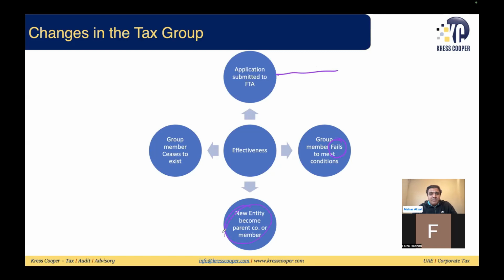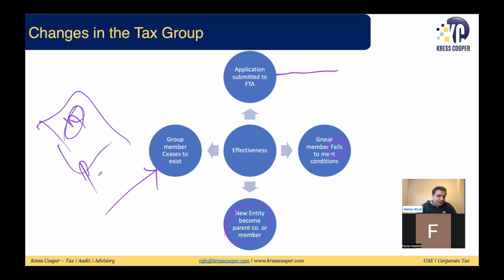Then if the group member ceases to exist, might be the group member is not meeting the condition, the group member will cease to exist, might be the residency status of the group member is being changed, might be the group member, as I mentioned, not fulfilling the condition, changing the residency, or maybe there are 2 members in the group, A and B. B is transferring 100% of its assets and liabilities to A. B will not exist.